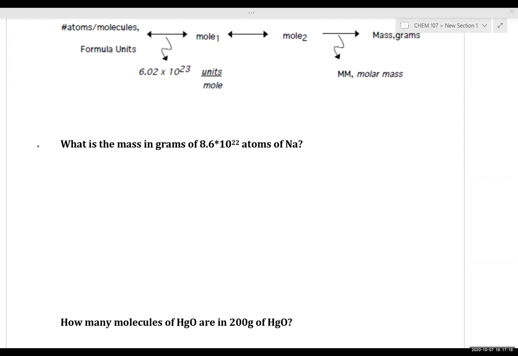Perfect. So let's keep working on this example for another approximately 2 minutes, and then we'll discuss.